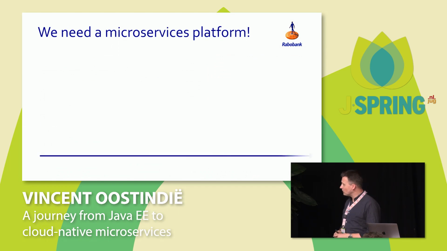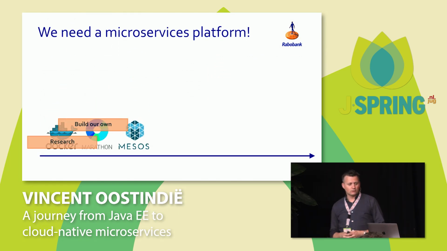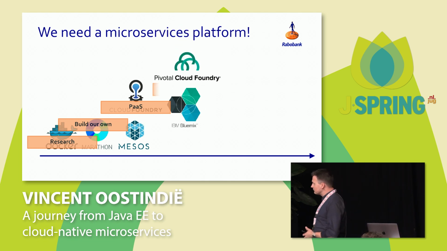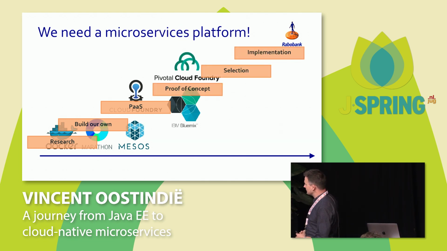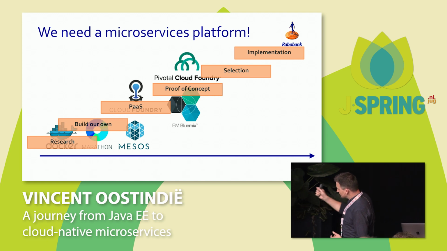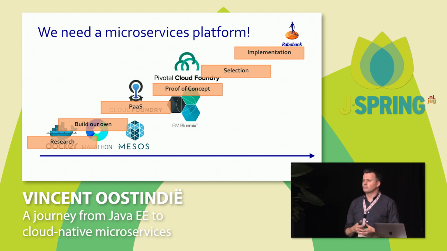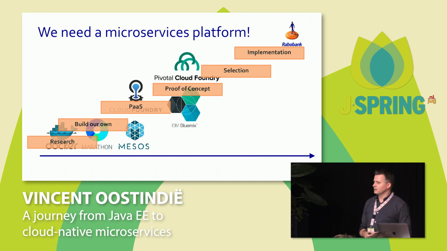So we went through a whole process of getting to our platform. We started with research, and I'm going to talk through these steps slowly. When we started, a lot of open source technologies were coming up, like Mesos, Docker, Marathon. We had DCOS. There were all kinds of tools coming up. We investigated those, and we actually built one as well.